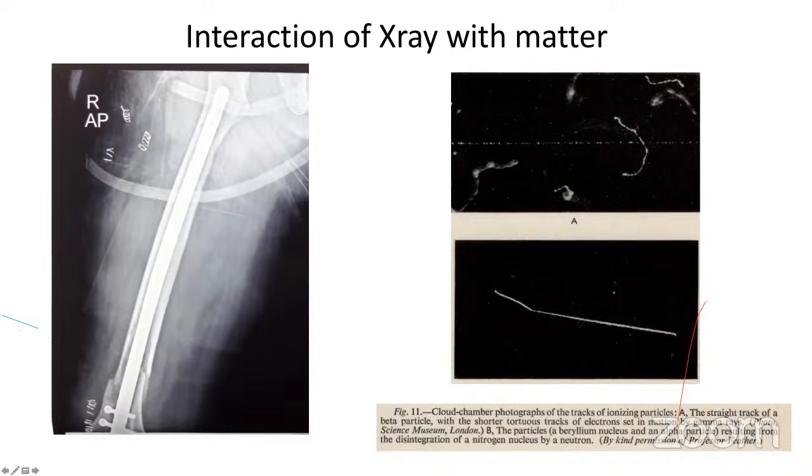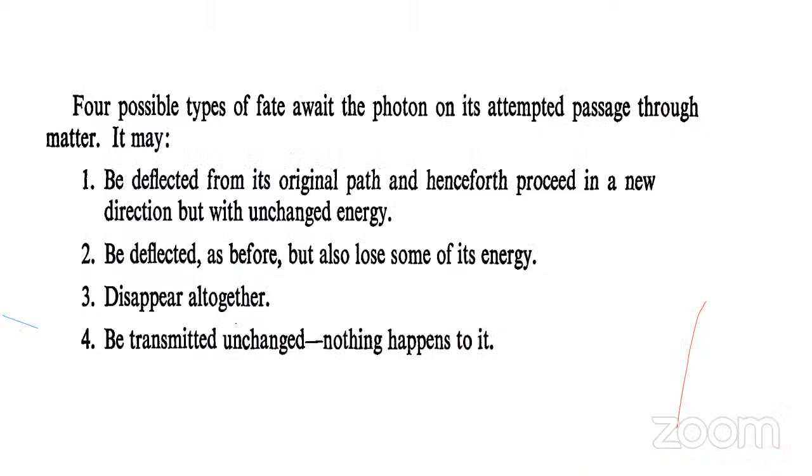And this is with the alpha particle in this lower panel, the particles, which is the beryllium nucleus, and an alpha particle, which is by disintegration of a nitrogen nucleus by a neutron. So this is the ionization. You can see the track of ionization, whether it is densely ionizing or sparsely ionizing. Now, finally, what happens when a photon is passing through matter? There are four things that would happen.